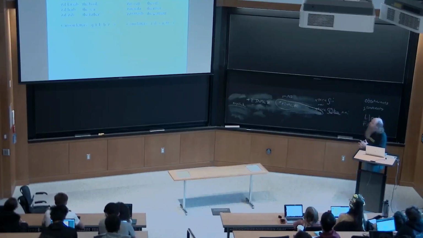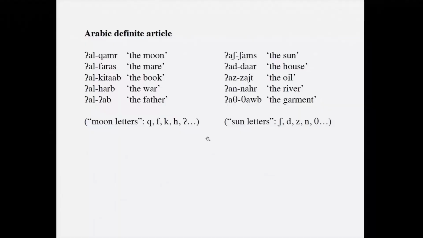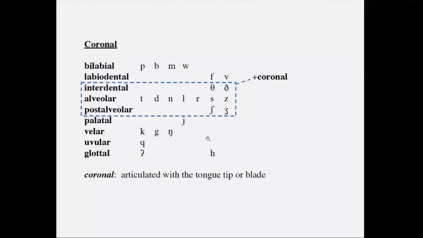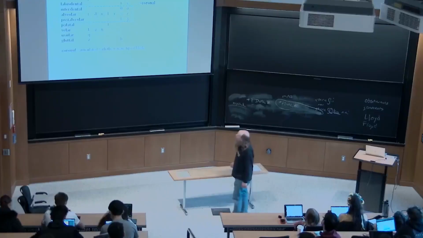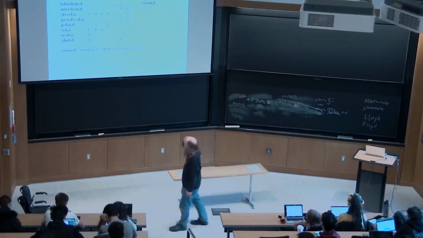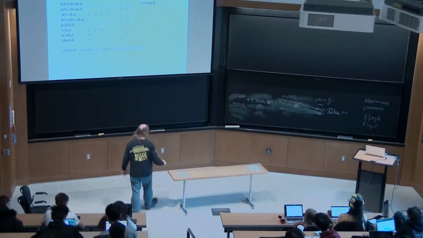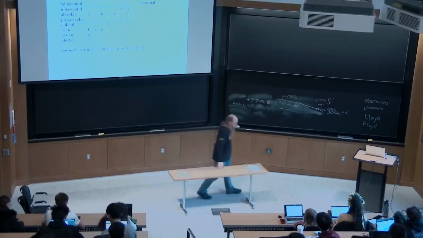So the moon letters are letters like k and f and h and glottal stop, and the sun letters are sounds like sh, d, z, n, and th. The moon letters, no, the sun letters, yes. The sun letters are the ones that I've got in the box there. They are what are called coronals. So coronals are the interdentals and the alveolars and the postalveolars. If you think about them, feel free to sit there making those noises to yourself if you want to.